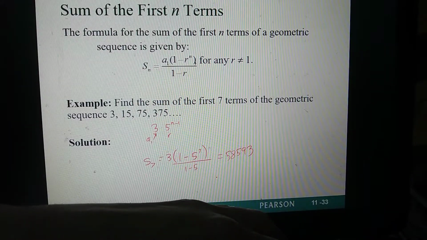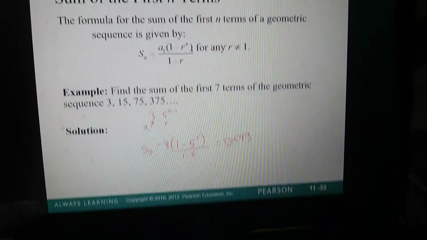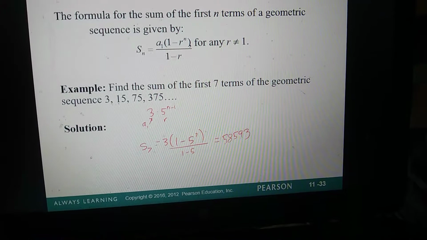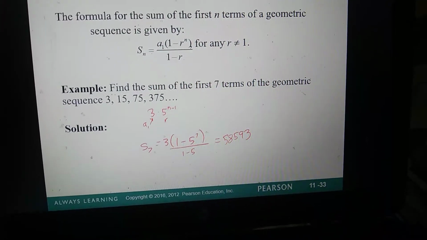Might have gone backwards. Oh, the sum of the first 7 terms. So, again, just like that first one we did, you pull out the 3. That's going to be your first term. And then your common ratio, 15 divided by 3, gives you 5. And I forgot to say that too.